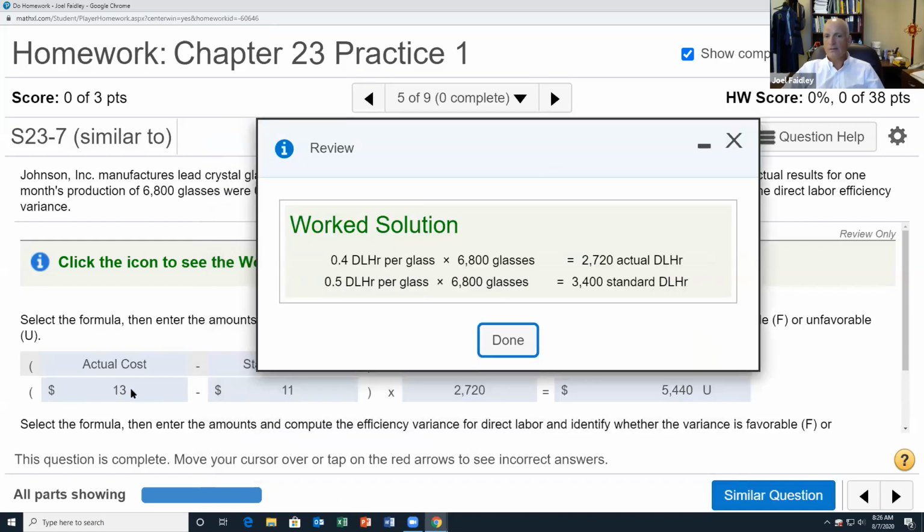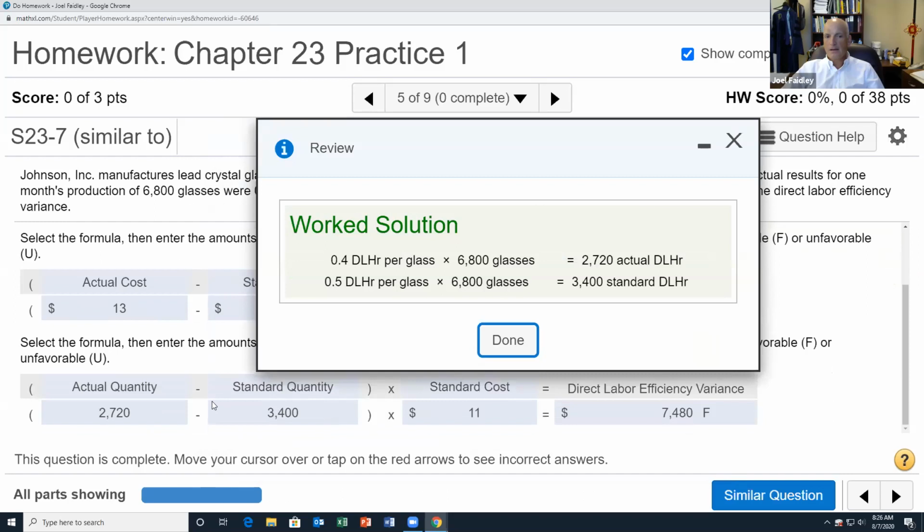Actual times the difference between actual and standard. And then the bottom part, again, usage. Usage looks pretty good, doesn't it? 0.4 direct labor hours is what I used. Now I'm supposed to use a half hour. What was that, 0.4 is 60, 24. Took 24 minutes of direct labor and I was supposed to use 30 minutes. I came in under by 6 minutes per glass. That's good, so you know it's going to be favorable based on standard cost.